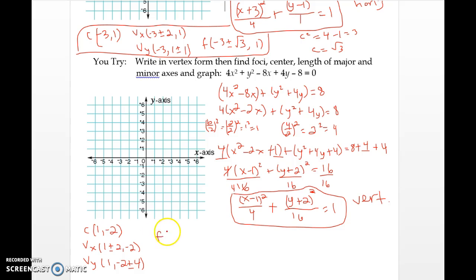And for your foci, you're going to add and subtract to the y component. We're going to add and subtract c, but we got to find c, so I got to say c squared equals a squared minus b squared, which is 12. When I square root both those sides, c is going to equal 2 root 3.